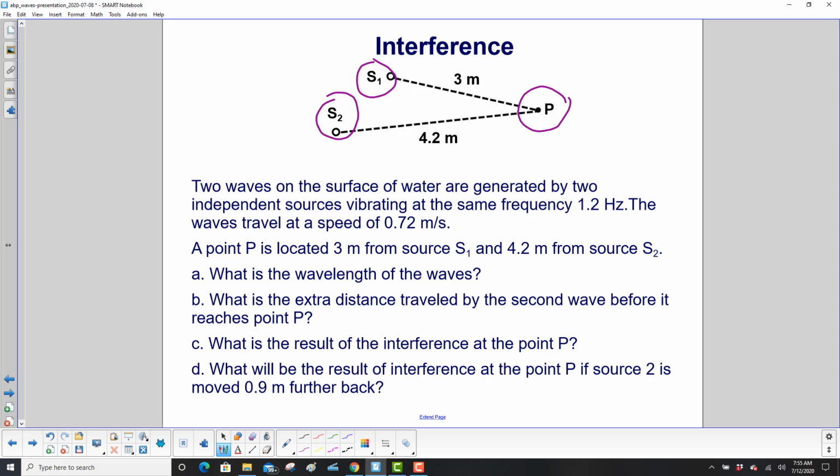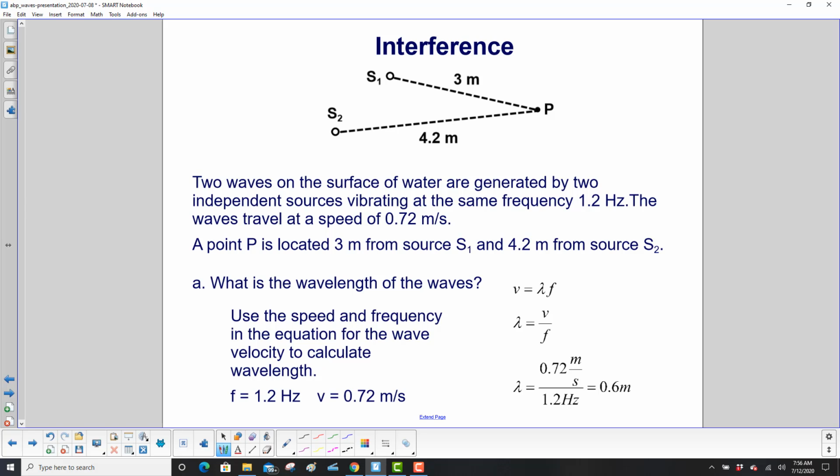What is the wavelength of the waves? What is the extra distance traveled by the second wave before it reaches point P? What is the result of the interference at point P? And what will be the result of interference at the point P if source 2 is moved 0.9 meters further back? So it'll be moving like that.